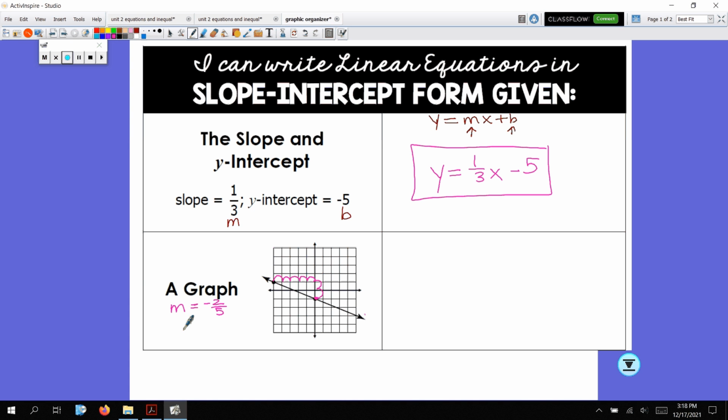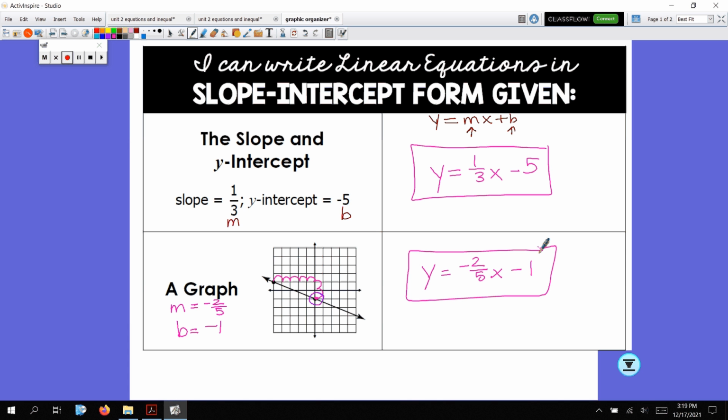All right, my b is the easiest thing to see. It is where this line crosses the y-axis, right there. I circled it. What is that y value? Well, it's down 1 from the origin, so that means my b is -1. Once I have my m and my b, I do what I did in the first example. y equals -2 over 5x minus 1. All right, so if your y-intercept is negative, just write a minus there, okay?